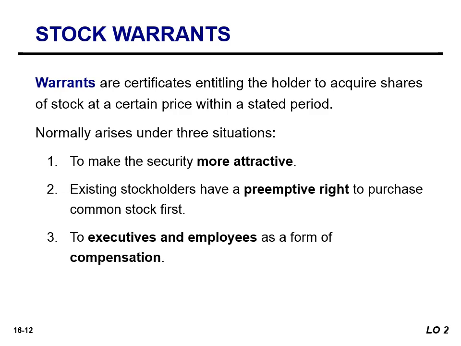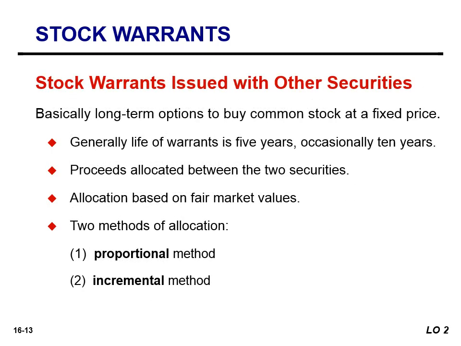But when warrants are actually exercised, the holder has to buy the shares at a specified price. So this is there to do good work, but it also involves some fun accounting. Now, stock warrants are often issued with other securities. These are basically long-term options to buy common stock at a fixed price. They typically have a life of 10 years, but they could even be 20 or even perpetual.